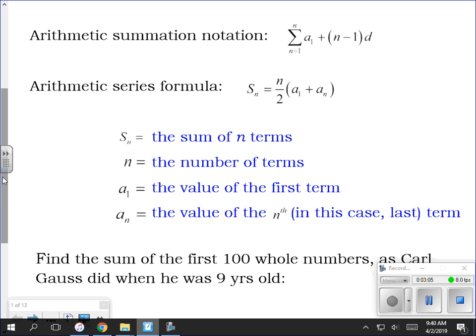S sub n is the sum, being the total. You're going to add them all together. S sub n is the sum of n terms. So if I have 20 terms, it's the sum of the first 20 added together. n is the number of terms. a sub 1 is the value of the first term. a sub n is the value of the nth term, in this case, the last one.